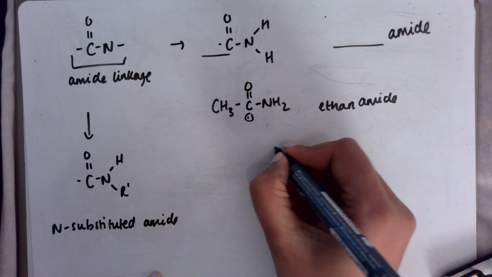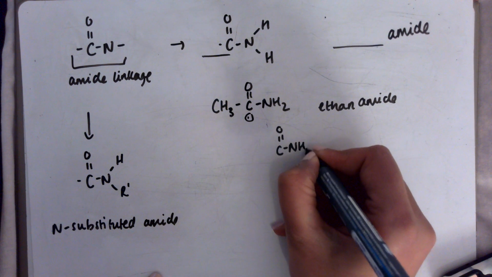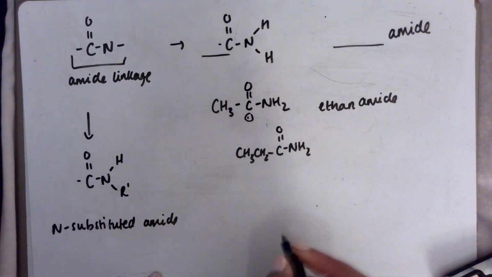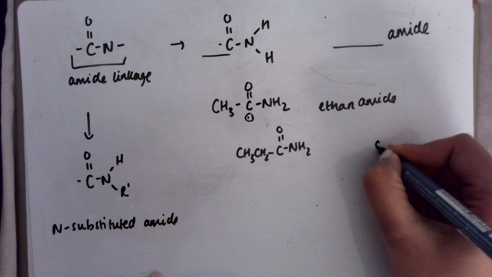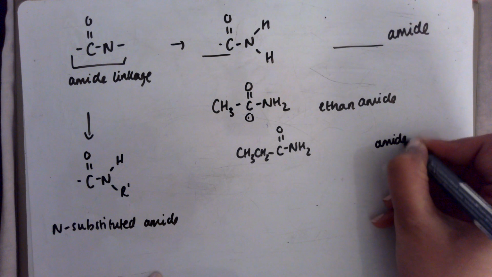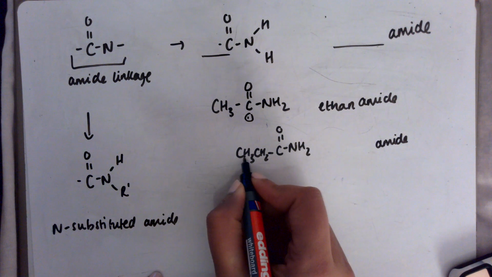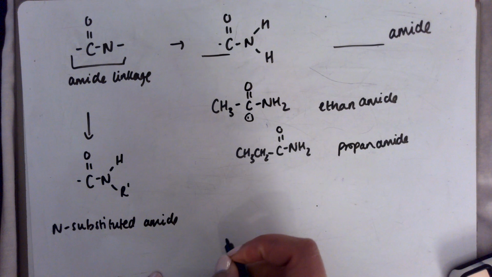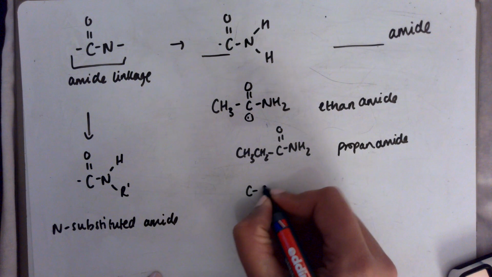If I had something that looks like this, got an NH2 bonded to a C double bond O, so it's an amide. Carbon 1 as the highest priority, 2, 3, propanamide. We're just going to do one more as a quick example.